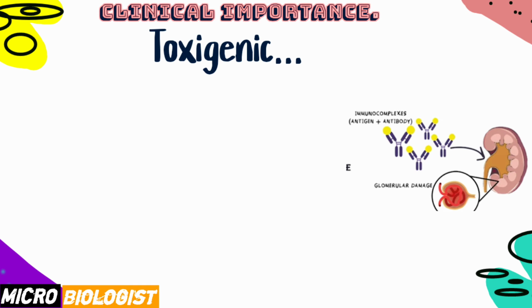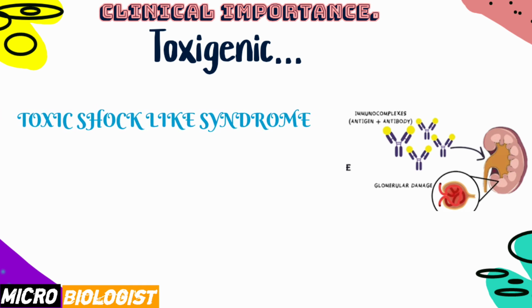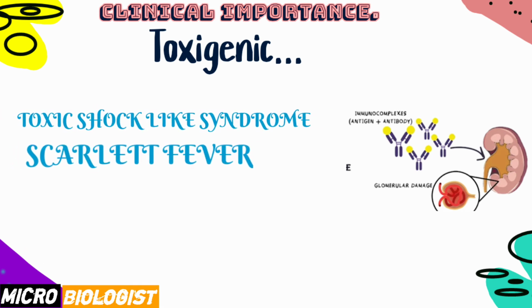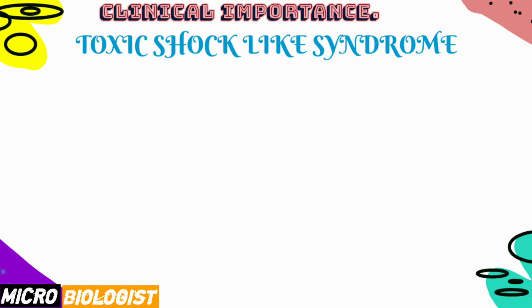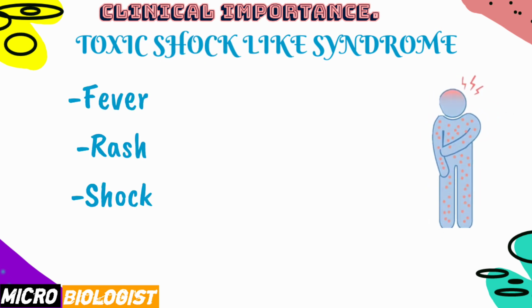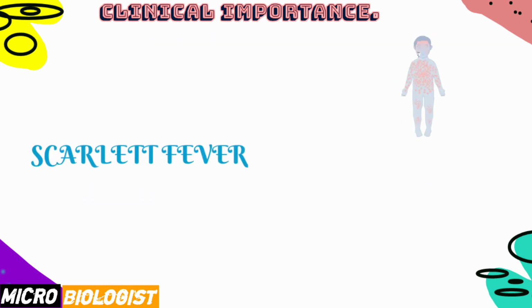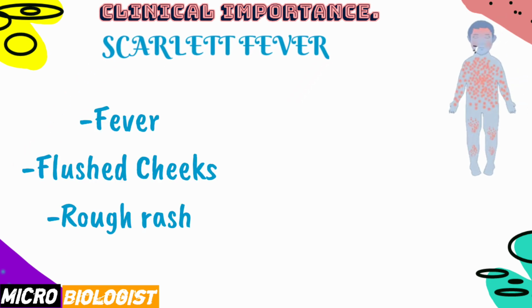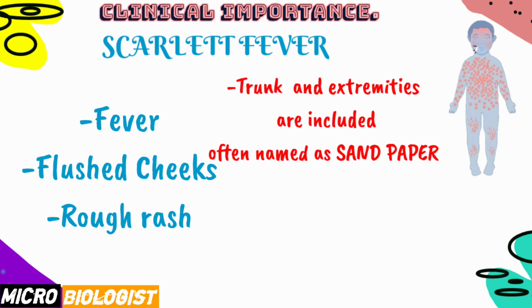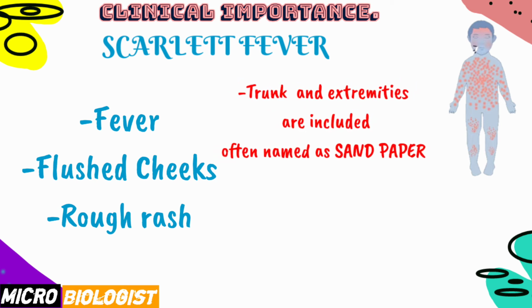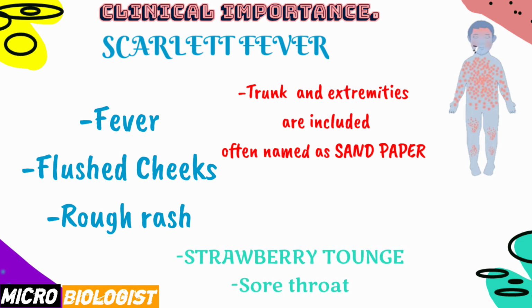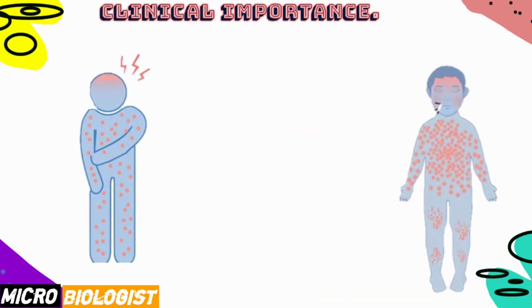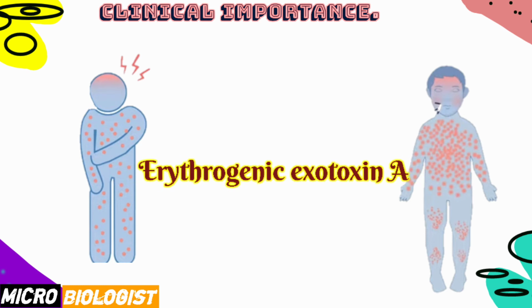Lastly, there is toxigenic, and it contains toxic shock-like syndrome and scarlet fever. Toxic shock-like syndrome is a serious condition which can lead to fever, rash, and shock, while scarlet fever is a serious condition which can lead to fever, flushed cheeks, rough rash. In addition, trunk and extremities, sometimes named sandpaper. It can also cause strawberry tongue and sore throat. As we mentioned earlier, these two are caused by erythrogenic exotoxin A.